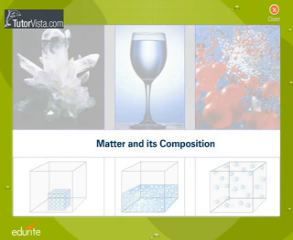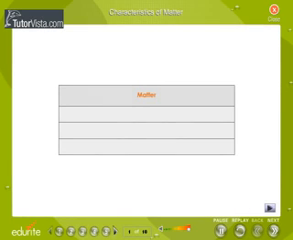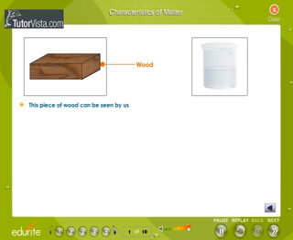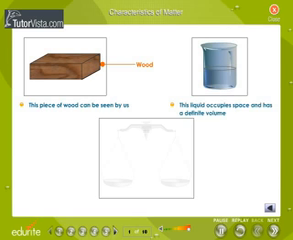Matter and its composition. Characteristics of matter. Matter can be perceived by our senses. It occupies space and has a definite mass. The illustrations show that matter exhibits all these features.